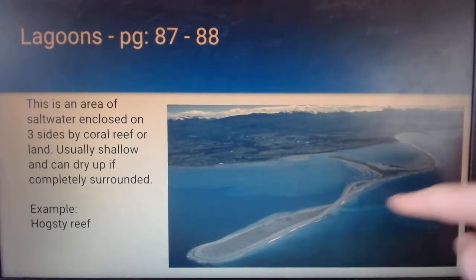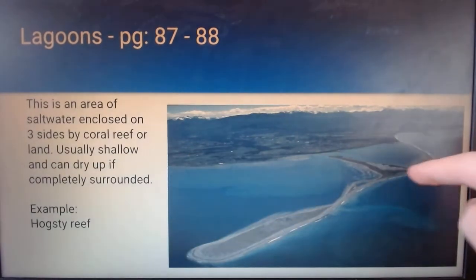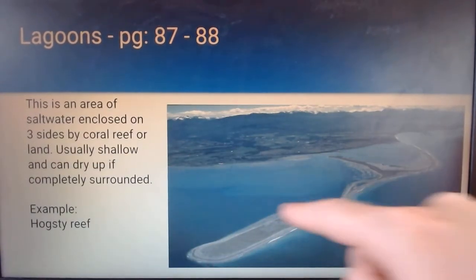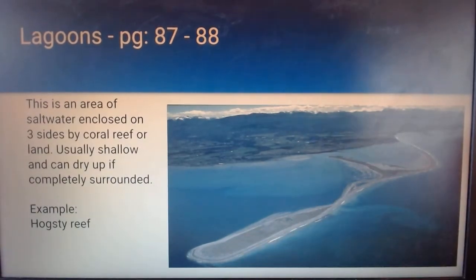What we have here is called a sand spit. This is in Europe, you've got land here, and then there's the build-up of land here. This would be a lagoon. It's enclosed on 3 sides. We will look at this much more when we do coasts, so don't worry about that too much right now.